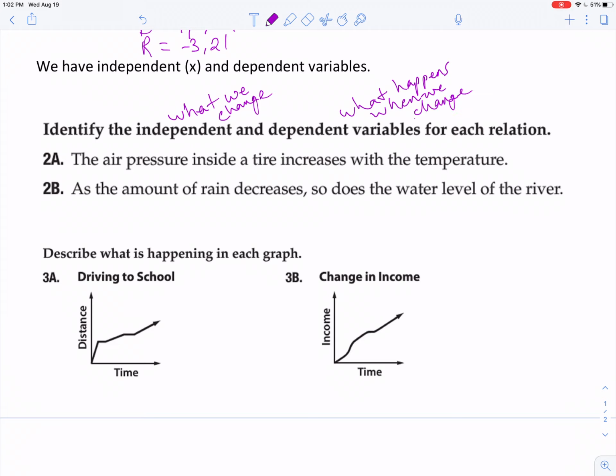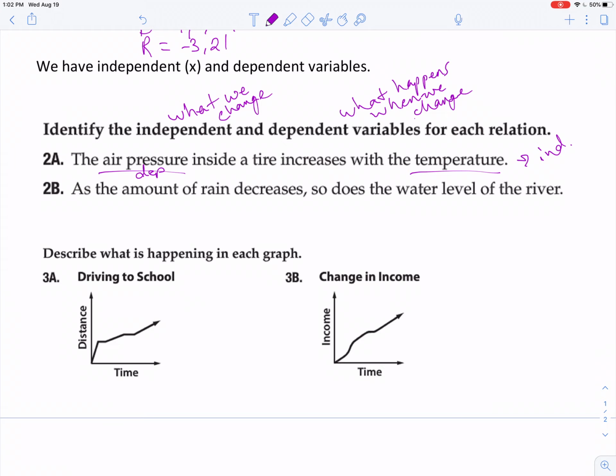So the air pressure inside a tire increases with the temperature. So what are we changing, or what are we pretending that we change in this case? Increases with the temperature. We're changing the temperature. Okay, so whether it's colder outside or hotter outside, the temperature causes the air pressure to change. So the temperature is going to be the independent variable, and you can just write IND. The air pressure is going to be the dependent variable. Okay?